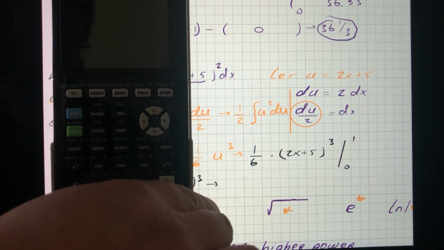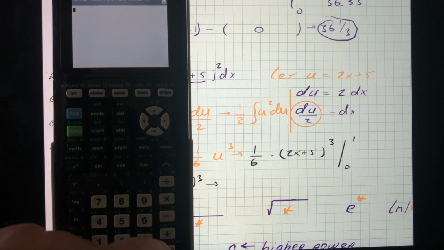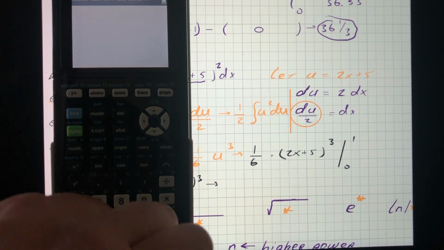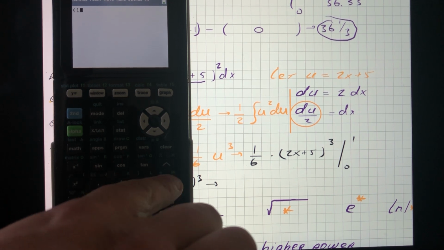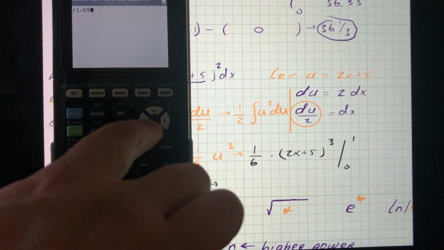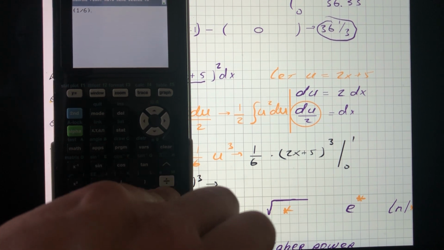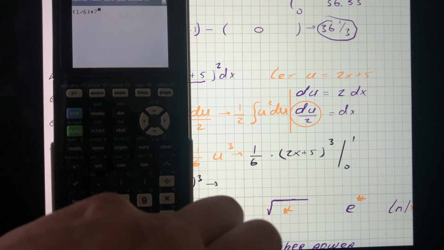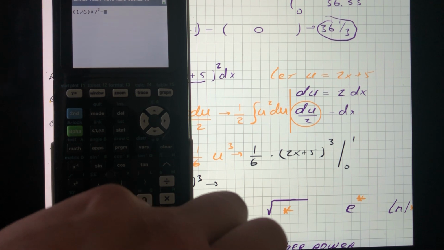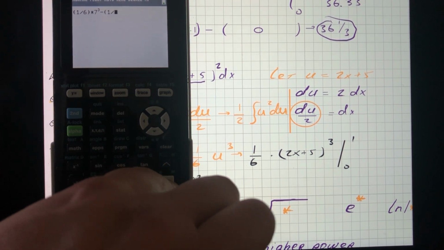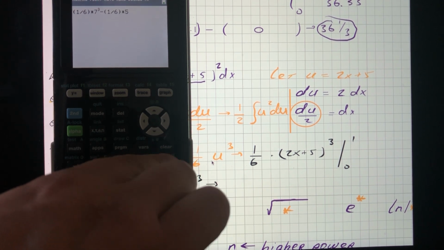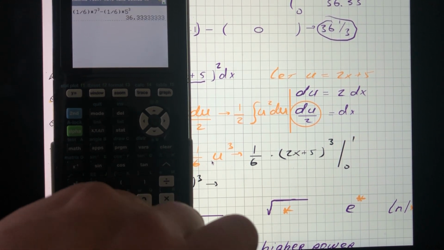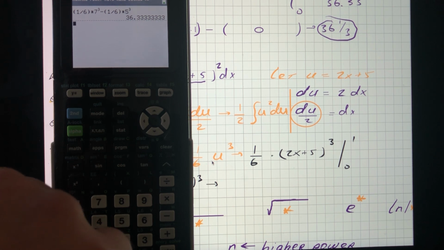So here's the calculator, and let's just type it in the way we see it. 1/6 times 7 to the 3rd, and then minus 1/6 times 5 to the 3rd, and the answer is 36.333, which is the same as 36 and a third.